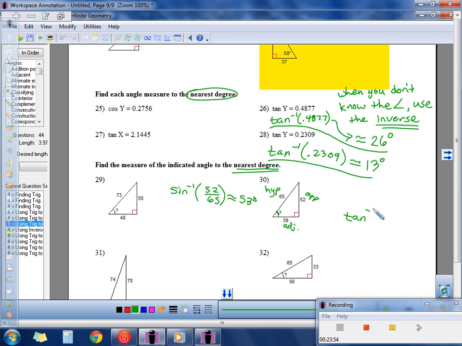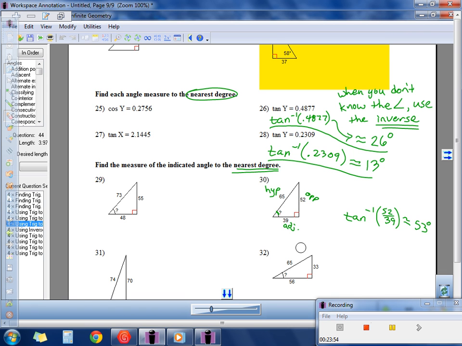If you go over here now and try tangent inverse, what sides should tangent use? Opposite and adjacent, that's 52 over 39. Type that in and you get 53 again. So once again, it does not matter which trig ratio you use when you're given all your sides in this situation. But you still got to remember to use inverse and pick the correct sides. Do you have to use both of these, sine and tangent? No. One of them is enough. So if you would have just done this one right here, you're good to go.